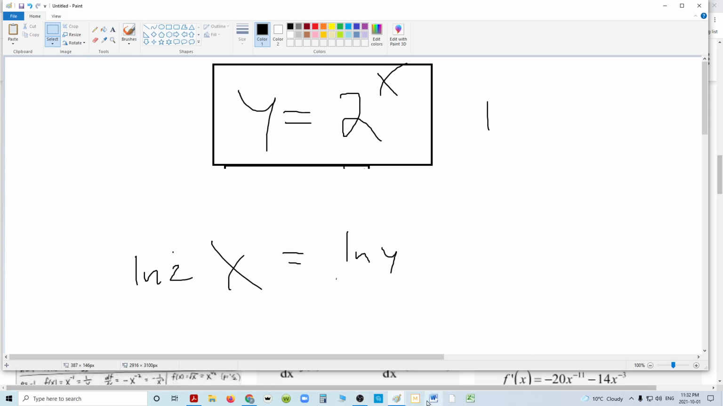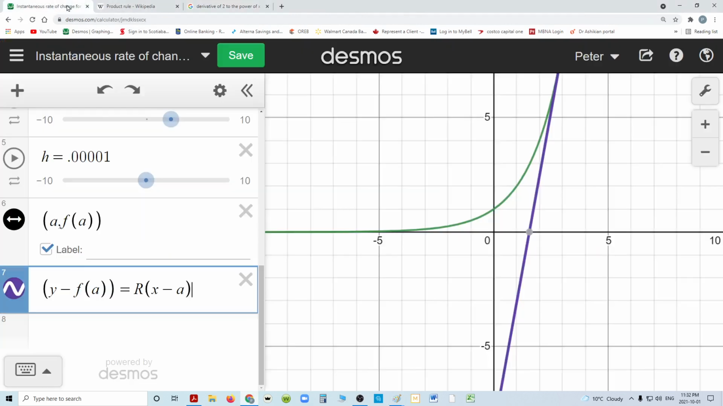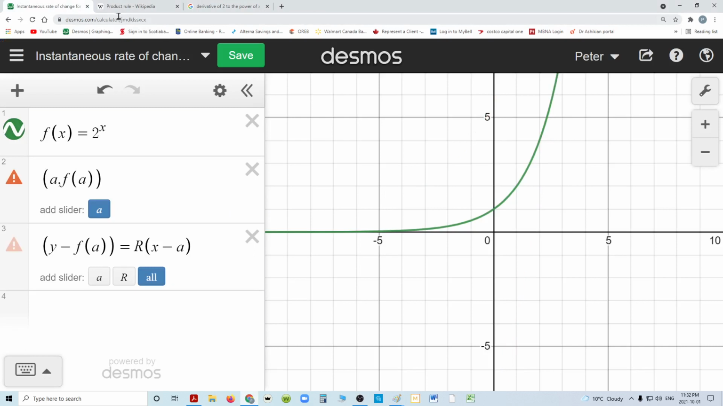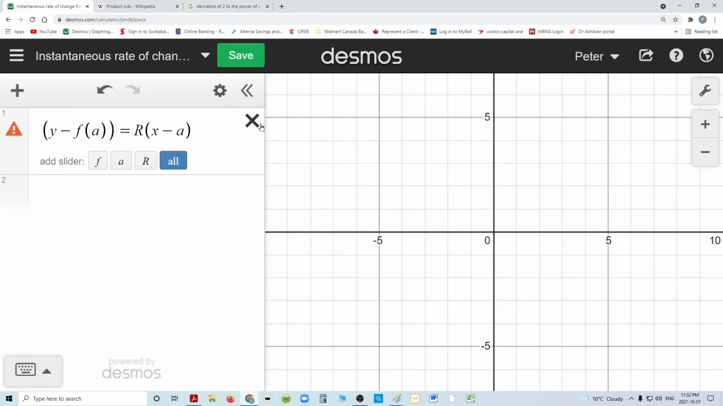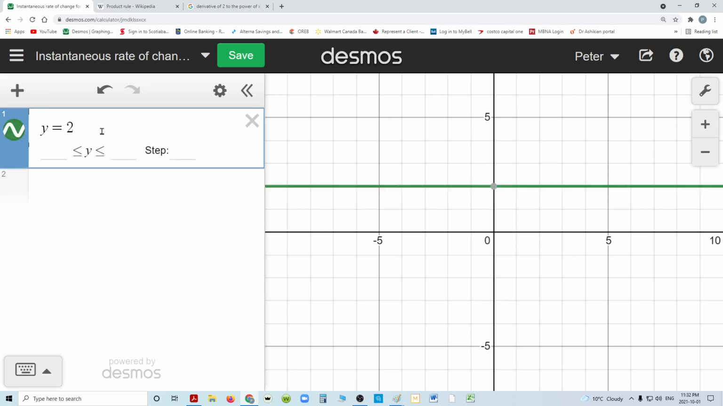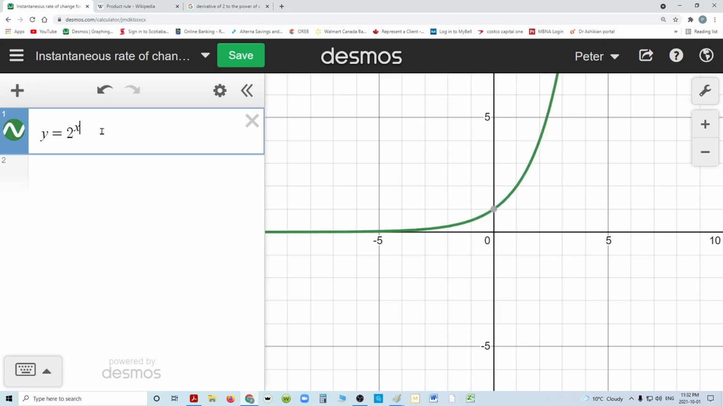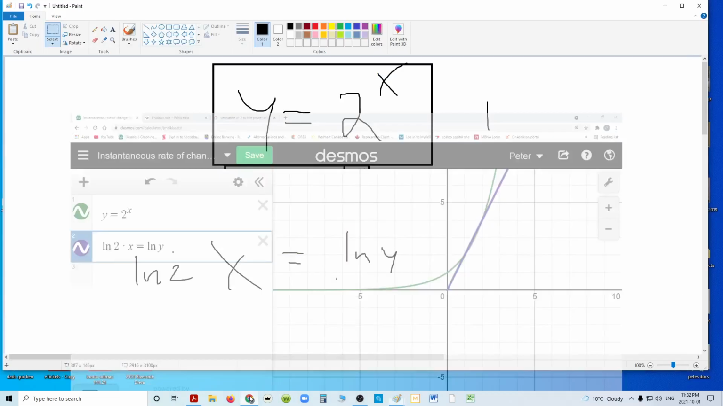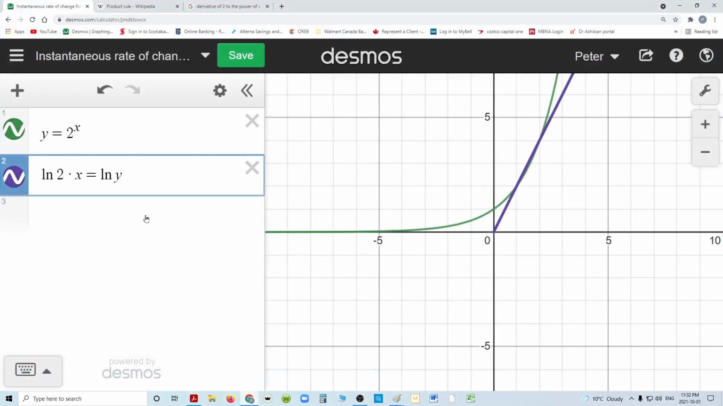If in doubt, you can take Desmos, and it's really interesting, and you can say, okay Desmos, if I take y is equal to 2 to the x, is it going to be the same as ln 2 times x is equal to ln y? Let's hang on, let me make sure I got the same information. Is it going to be ln 2 times x is equal to ln y?